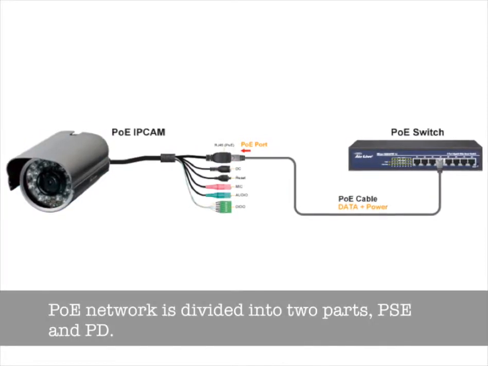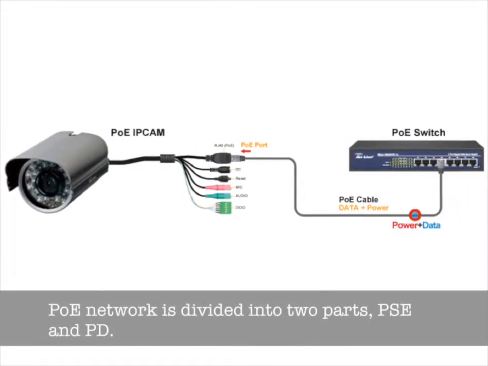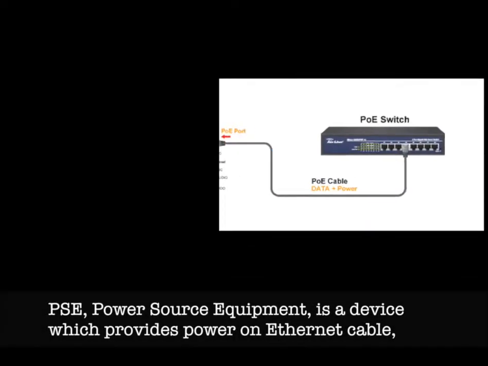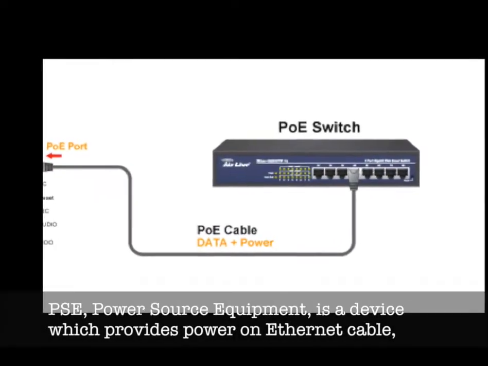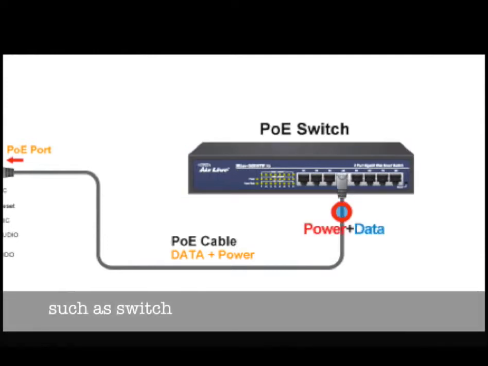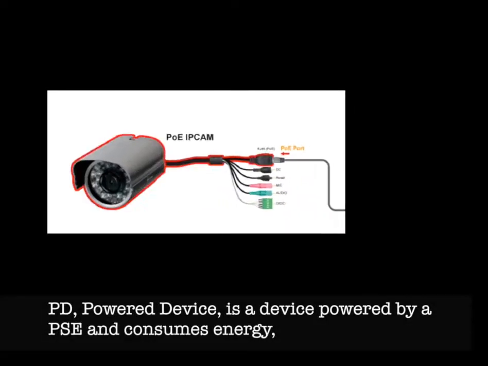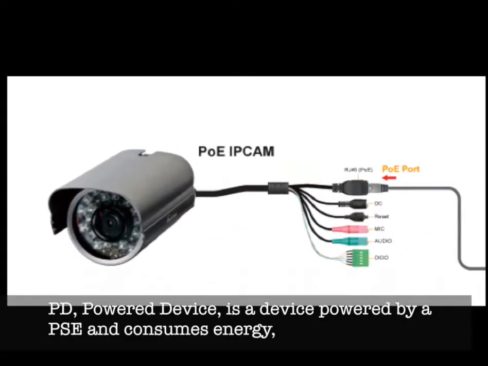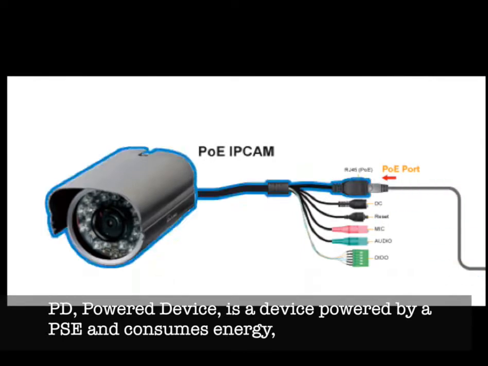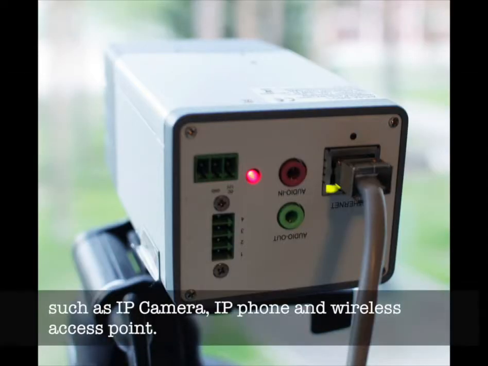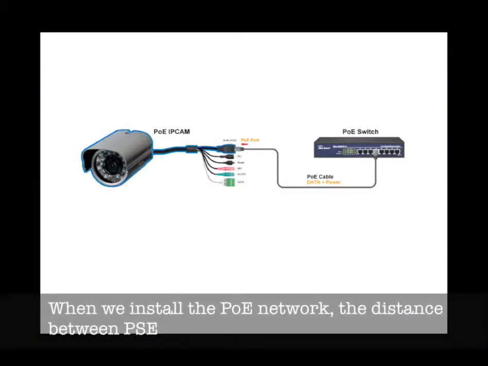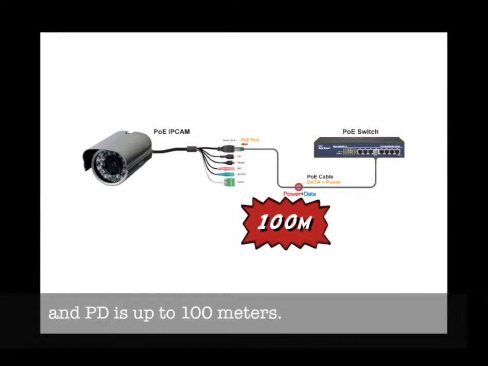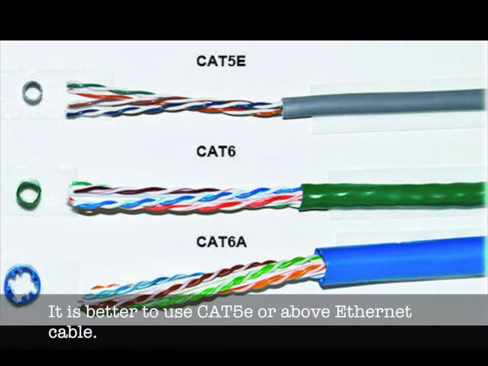PoE network is divided into two parts, PSE and PD. PSE, power source equipment, is a device which provides power on Ethernet cable, such as switch. PD, powered device, is a device powered by a PSE and consumes energy, such as IP camera, IP phone and wireless access point. When we install the PoE network, the distance between PSE and PD is up to 100 meters. It is better to use Cat5e or above Ethernet cable.